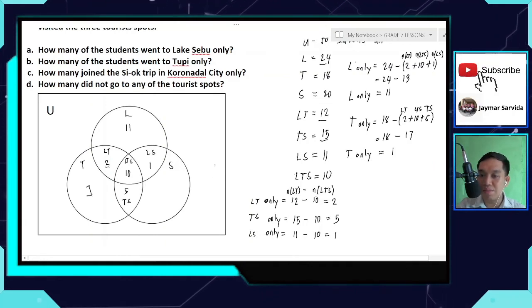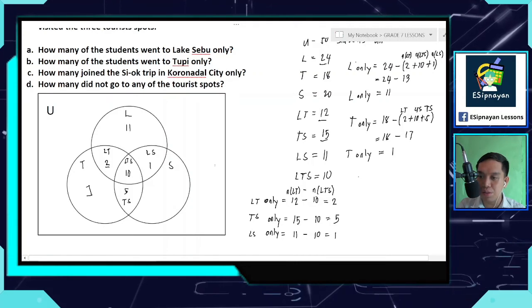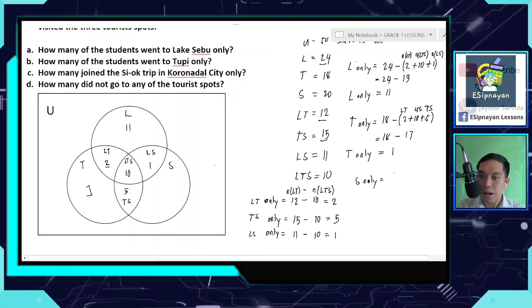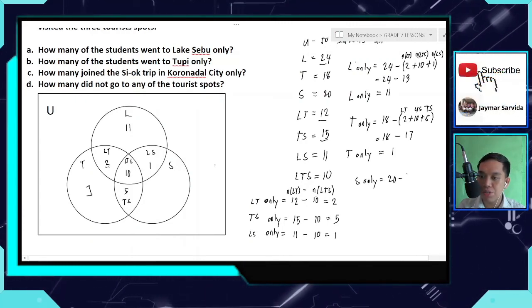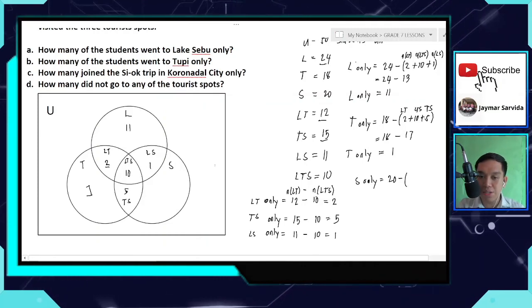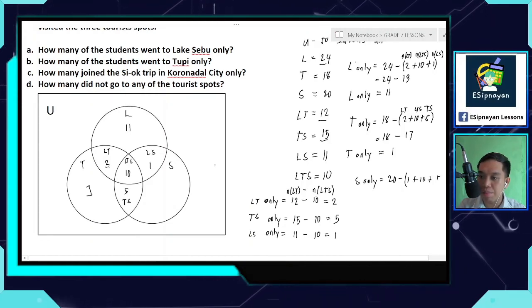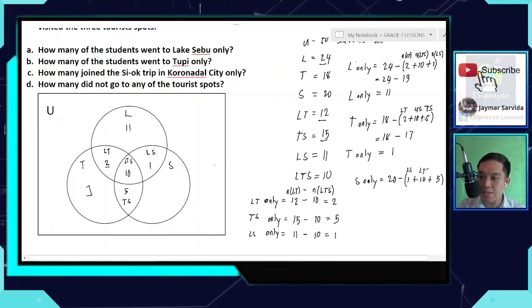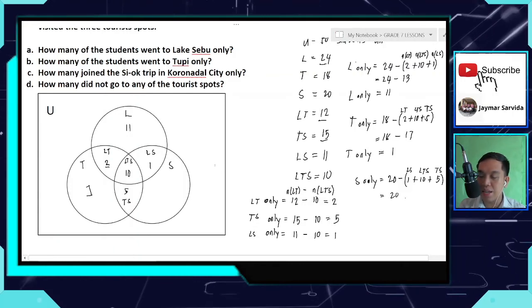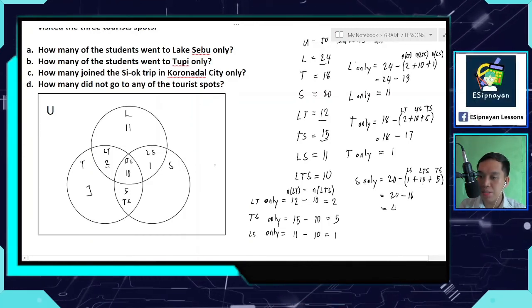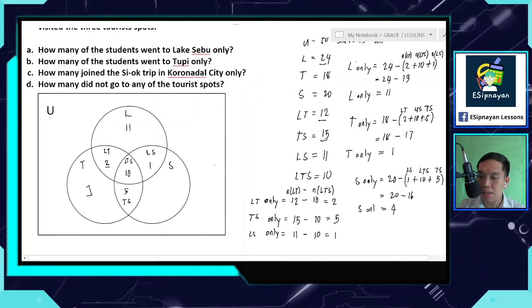And then, yung kay S naman, kay S only. Kay S only, we have 20 minus, okay, kay S ha, minus 1 plus 10 plus 5. Okay? So, ito yung 1 kay LS yan, yung 10 LTS, at yung 5 TS. Then, i-add natin, then tsaka natin i-minus sa 20. So, 1 plus 10, 11 plus 5, 16. 20 minus 16 is 4. So, yan yung kay S only. Okay, 4.